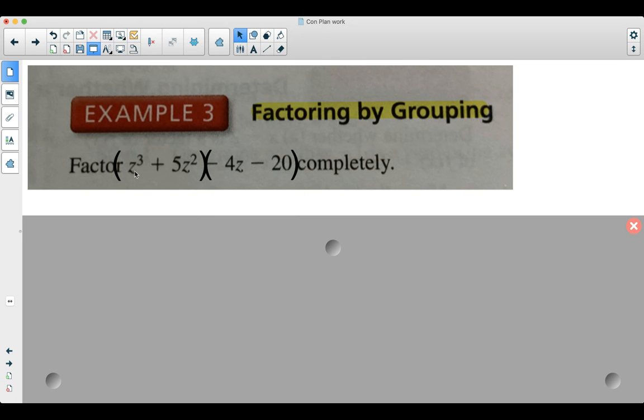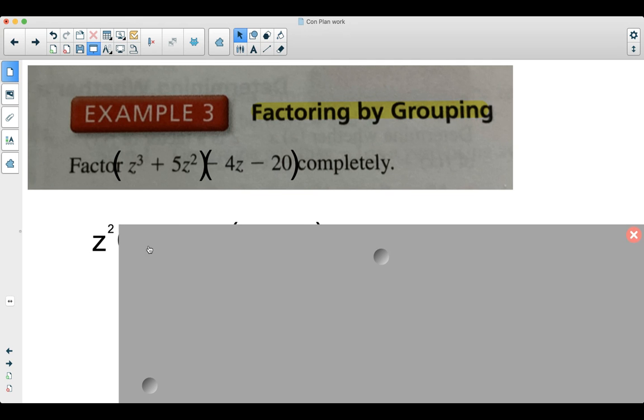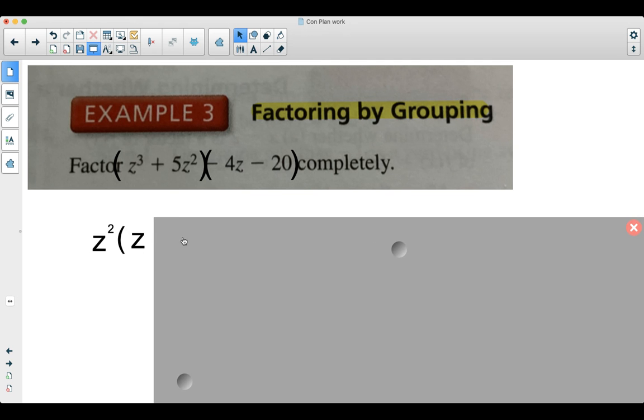Okay? Now, you're going to look at each separate group of parentheses. What does this have in common? What can I factor out or divide out? z cubed plus 5z squared has a z squared in common. When I divide out a z squared from each one of these, I should have a z and a plus 5, because when I take that and distribute it back, it would be the same thing.